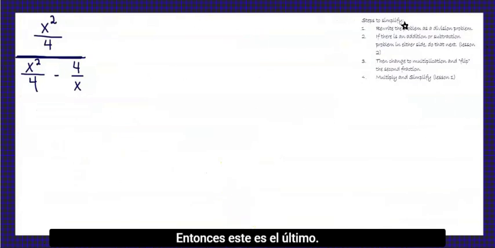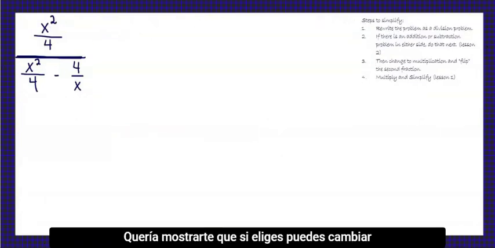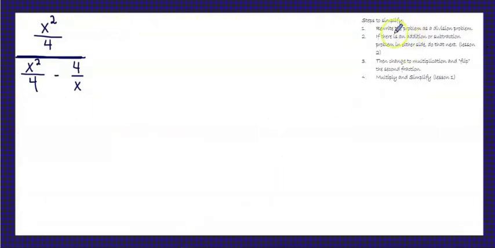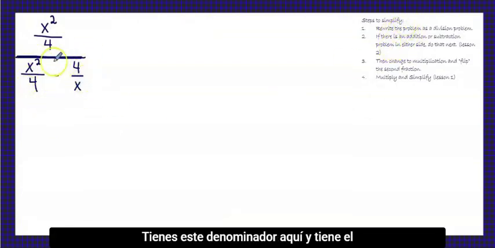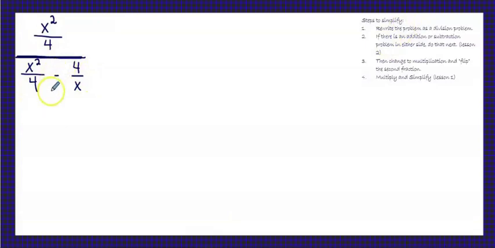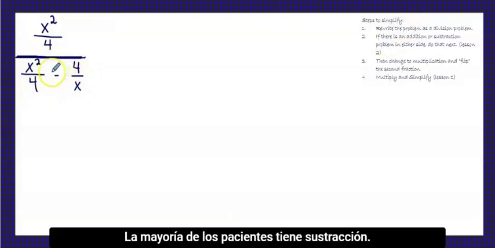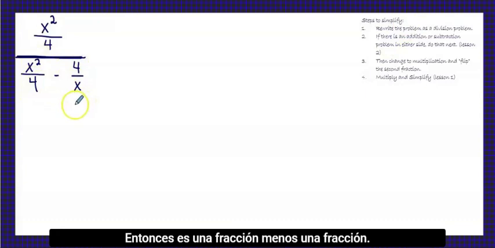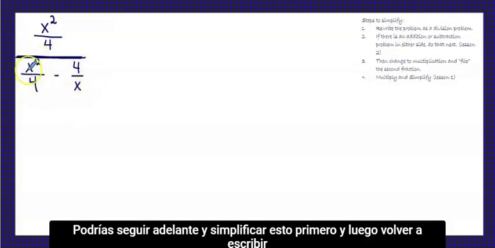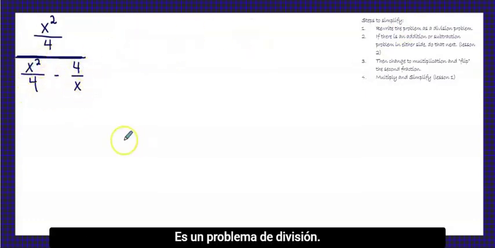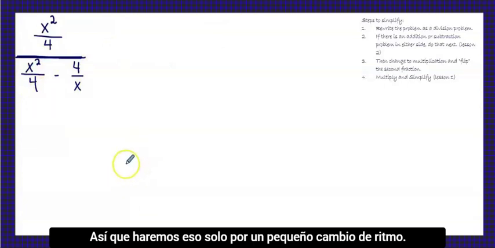Okay, so this is the last one. And I did want to show you that if you choose, you could switch step 2 to step 1. In other words, you've got this denominator right here, and it has, sorry, it has subtraction in it. So it's a fraction minus a fraction. You could go ahead and simplify this first, and then rewrite it as a division problem. So we'll do that just for a little change of pace.